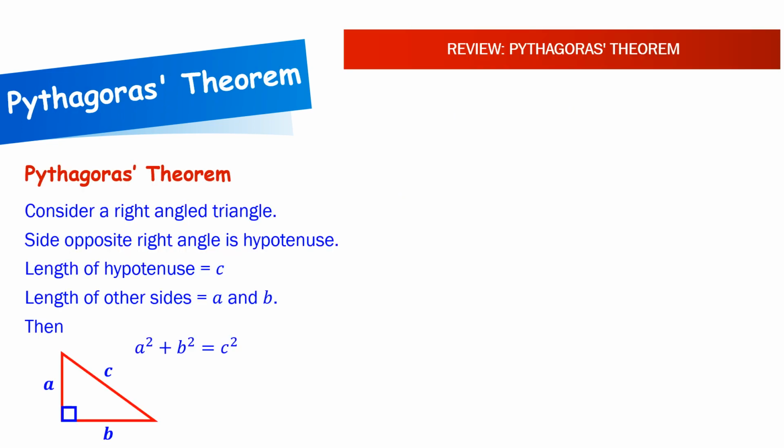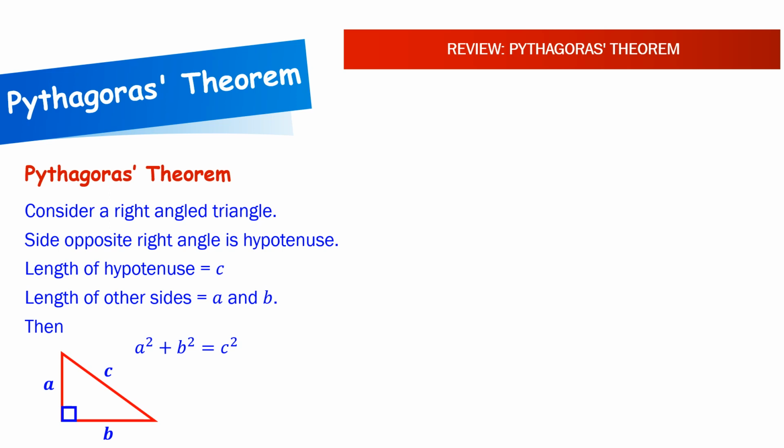Before we launch into this session, let's recap on Pythagoras' theorem, as this will help us to prove the sine rule. In Pythagoras' theorem, consider a right-angled triangle. The side opposite the right angle is the hypotenuse. Let's denote the length of the hypotenuse by C, and the length of the other sides by A and B. Then A squared plus B squared equals C squared.